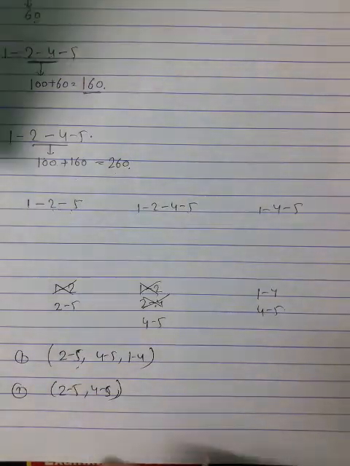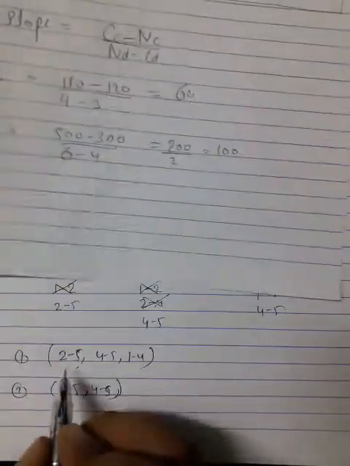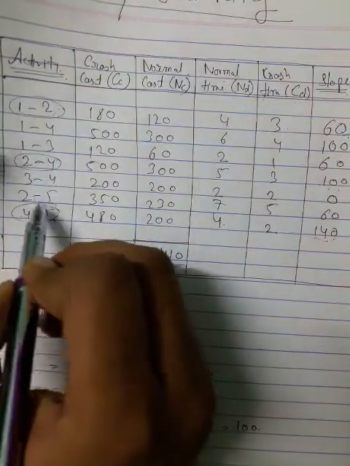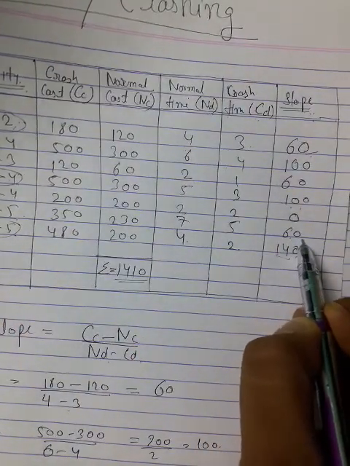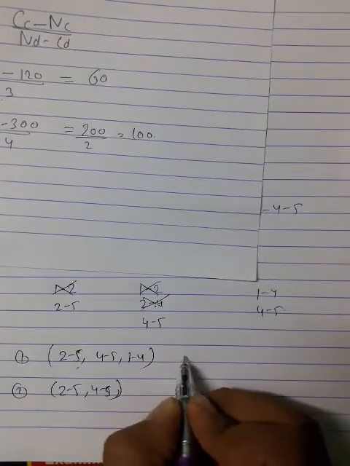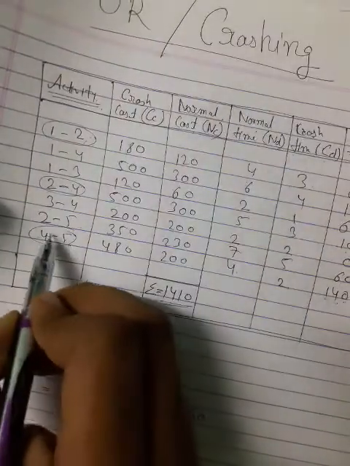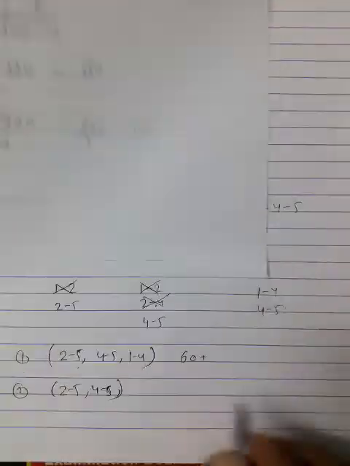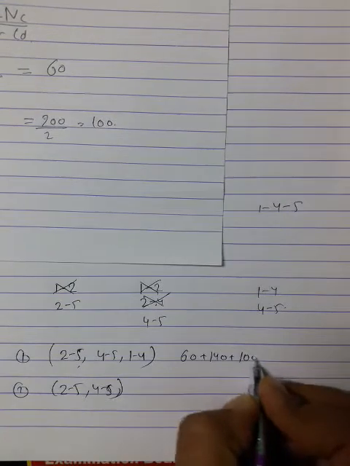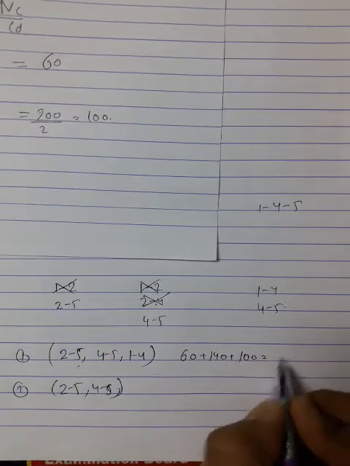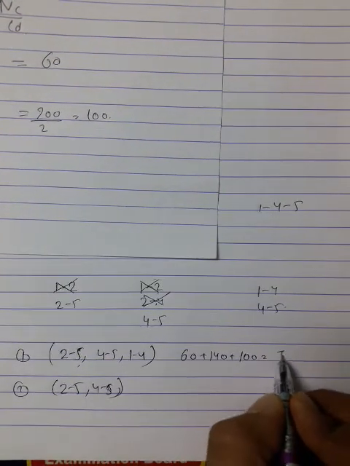Go to the first table and write here for the 2 to 5 activity. For the 2 to 5 activity, what is the minimum slope? That is 60. Write here 60 plus 4 to 5. 4 to 5, that is 140. Add here 140 plus the 1 to 4 activity, you are having slope as 100. Write here 100. You sum it, you will get 300.